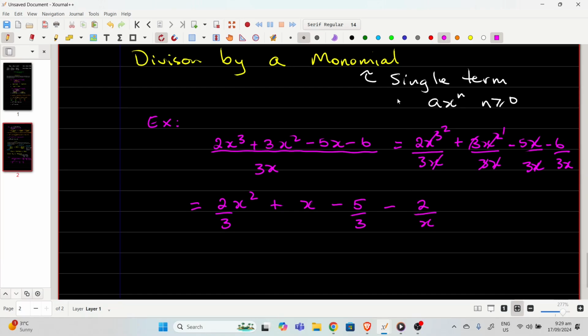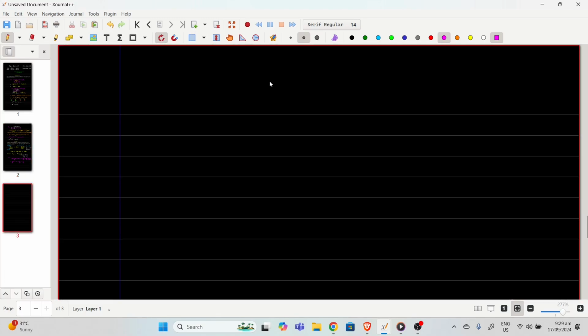Okay, that is about as easy as it's going to get when it comes to division. Usually, most of the time that you have to do a division, you have a division by something that is not a single term, not a monomial. All right, so let's say an example of that would be, let's use the same numerator, 2x cubed plus 3x squared minus 5x minus 6, and then we're going to divide that by x plus 2.